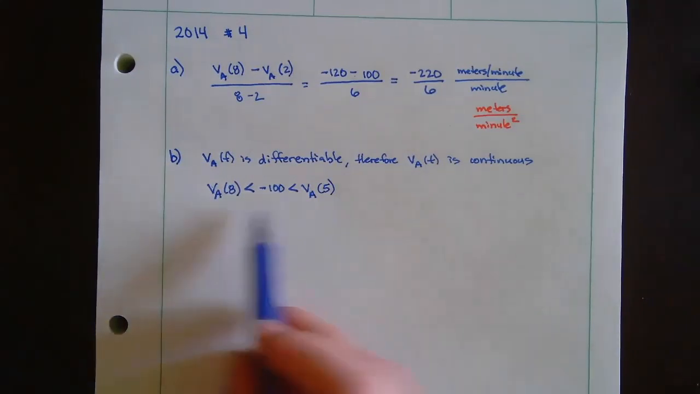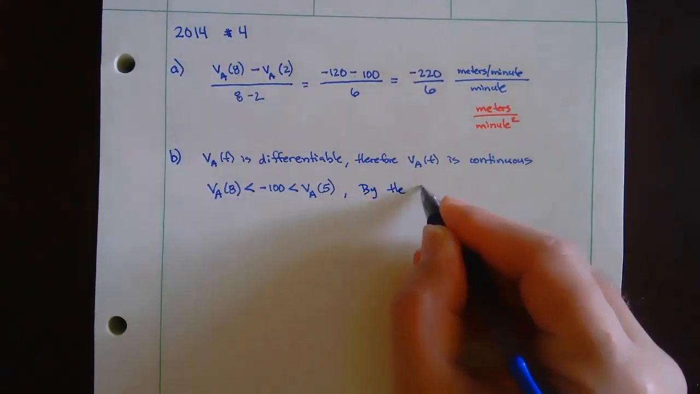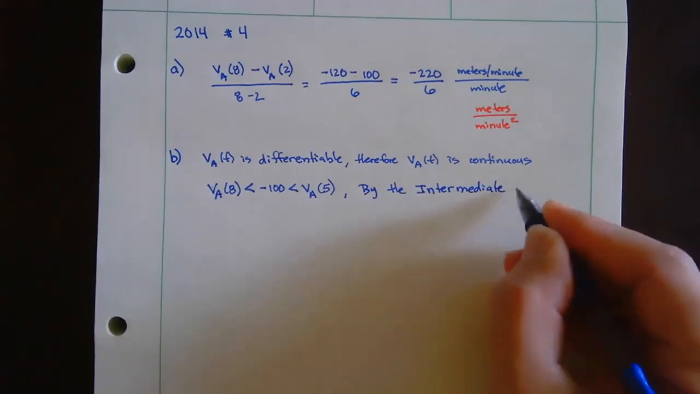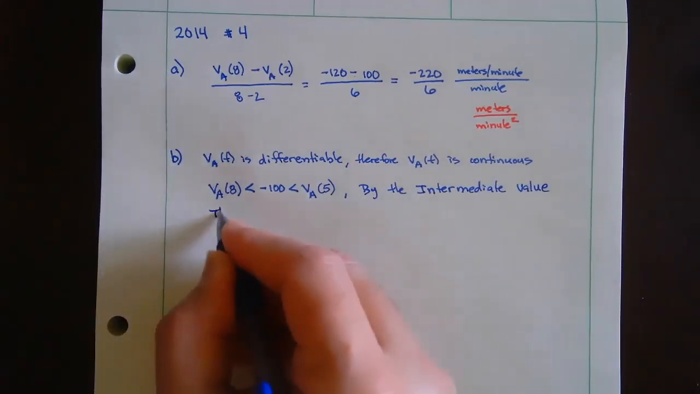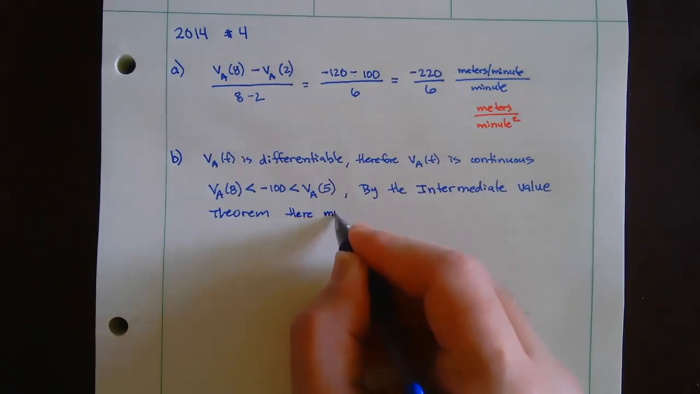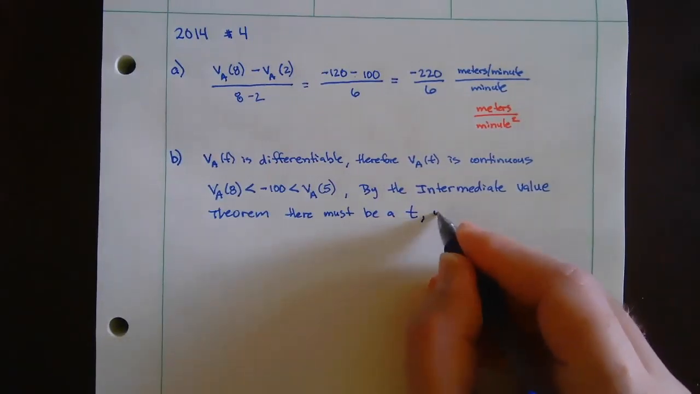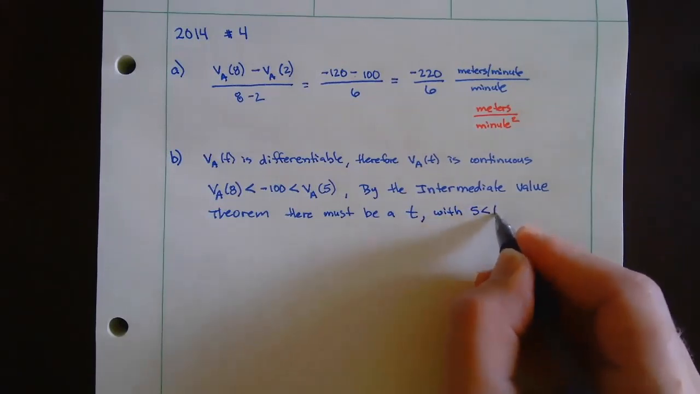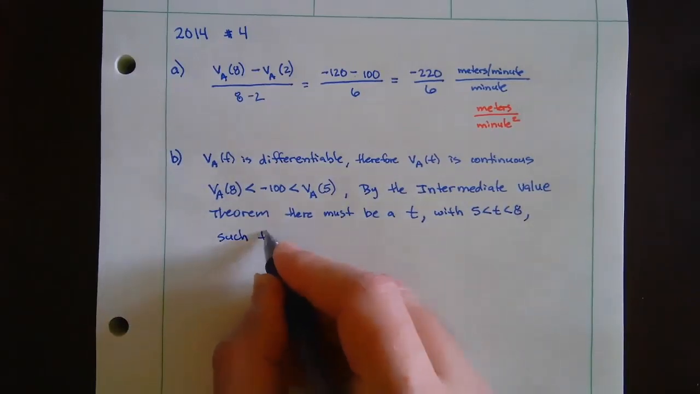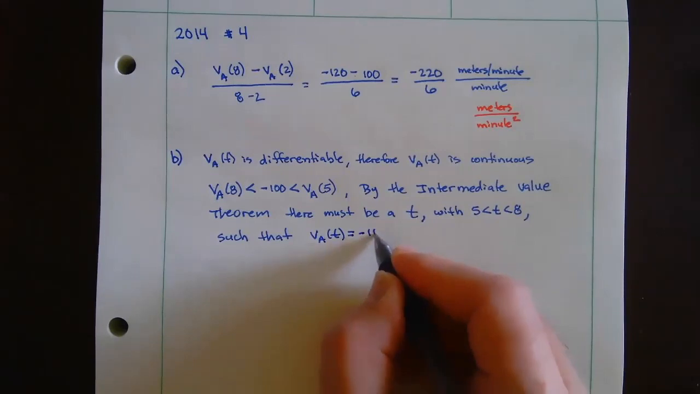Okay, so this negative 100 is in between these, right? By the IVT, or intermediate value theorem, there must be a t with 5 less than t less than 8, such that v sub A of t must equal negative 100.